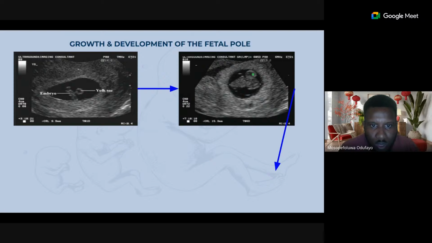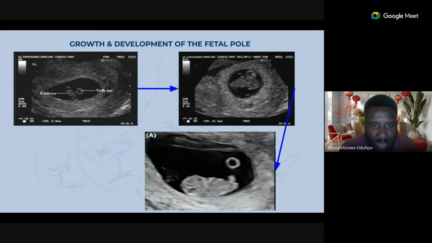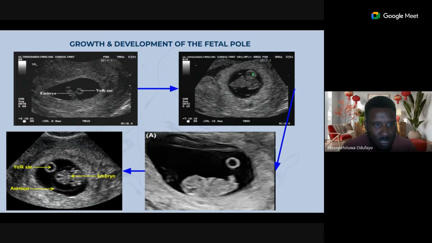Then it gets to a point where it becomes way bigger. It's now pretty separate from the yolk sac, and thereafter completely separate, surrounded by the amnion. Is that okay? So at this point, the baby is already developing.